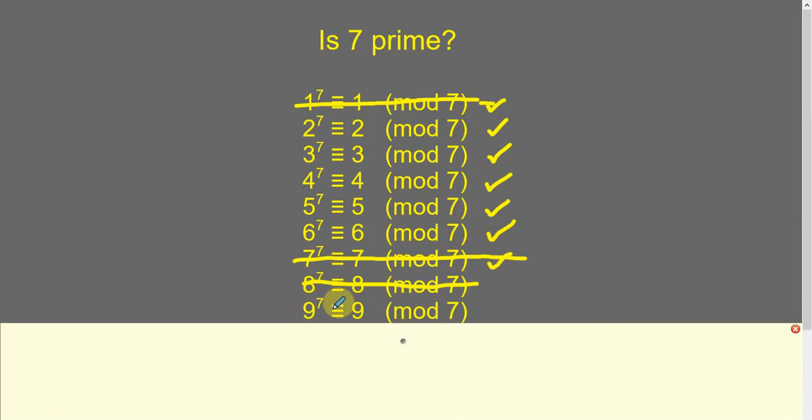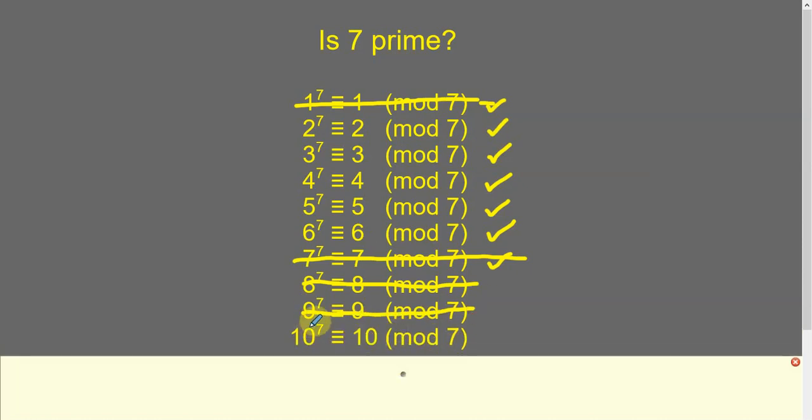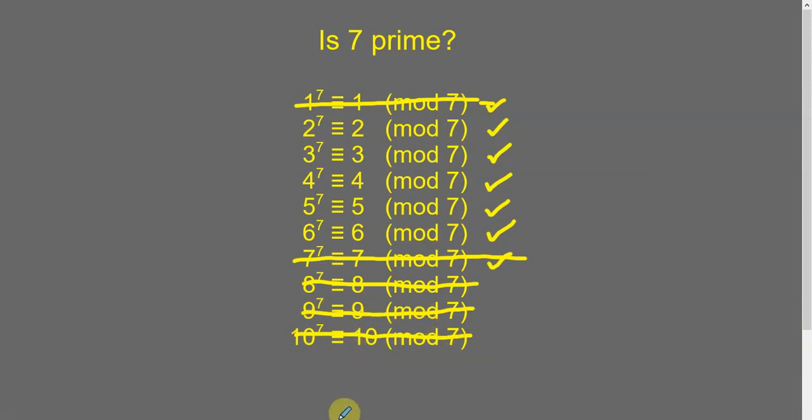And 9 to the 7, whether or not that's congruent to 9, well again, 9 is the same as 2 when you're in a mod 7 world, right? So this is really the same as asking, is 2 to the 7 congruent to 2, which was this test. So we start to see, oh, this is just getting redundant. 10, when you do 10, it's the same as 3, and so on. Okay, so it's pointless to go on forever.